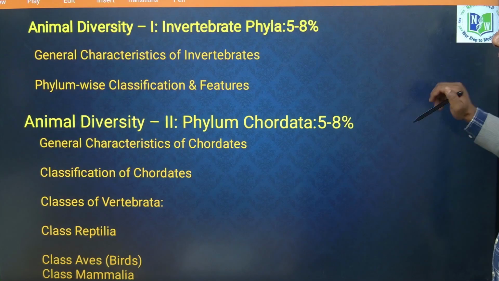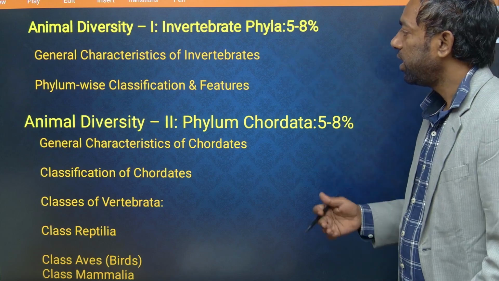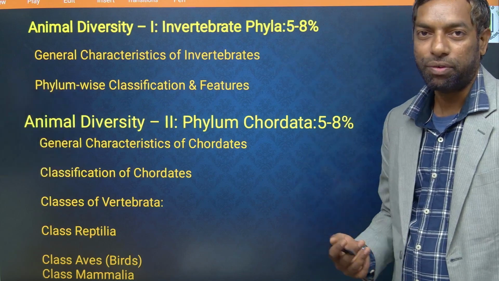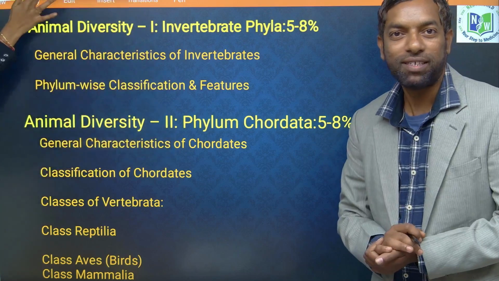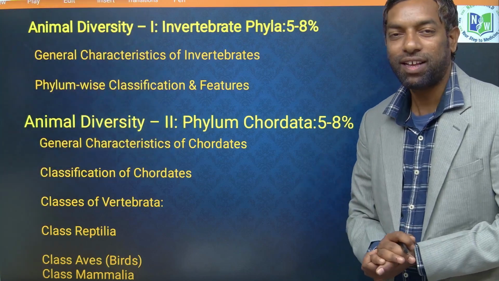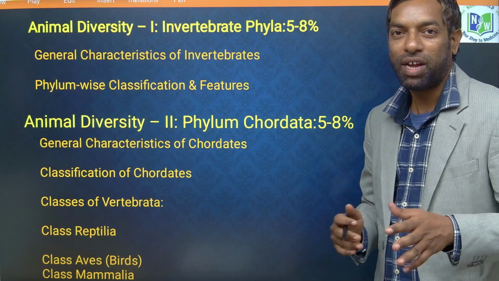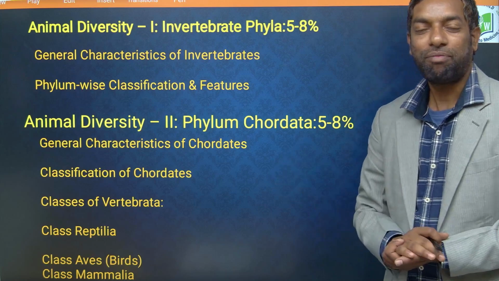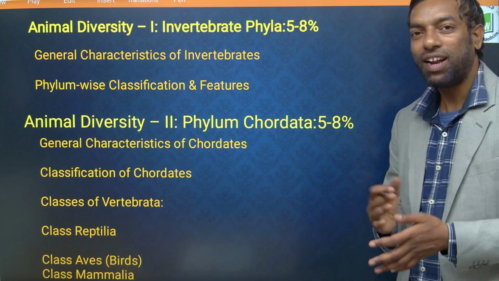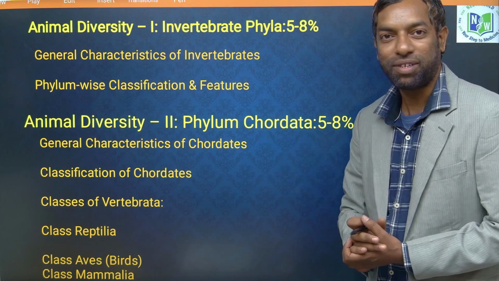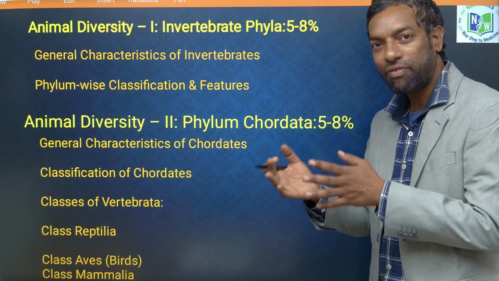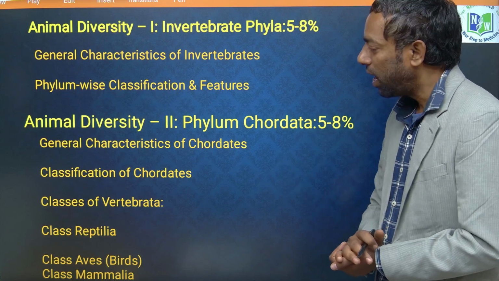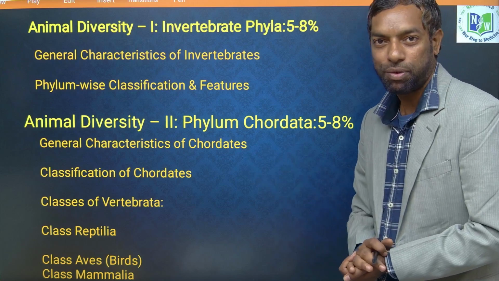Animal diversity 1 and animal diversity 2. As you know, animal diversity 1 covers phyla like Cnidarians, Porifera, earthworms. It is interesting, and you have to go for the examples of those species, the characters of each phyla, and the differences between the phyla, as well as animal diversity 2.